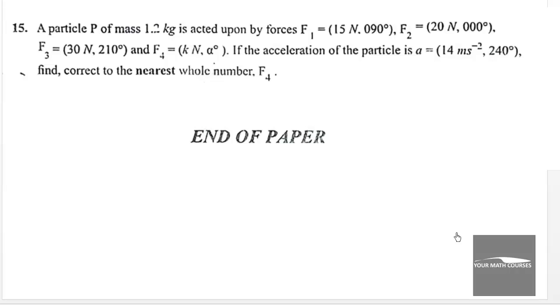A particle P of mass 1.2 kg is acted upon by forces F1, F2, F3, and F4. If the acceleration of the particle is a equal 40 meters per second squared, 240 degrees, find correct to the nearest whole number F4. This is WASSCE 2024, paper 2, elective mathematics, further mathematics, paper 2, question number 15. Let's see how we'll go about this.